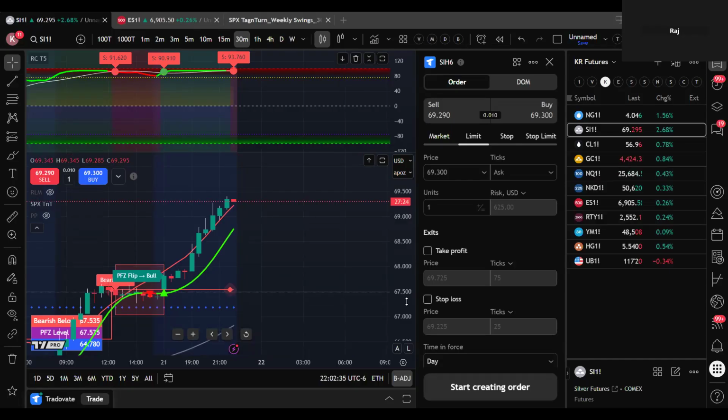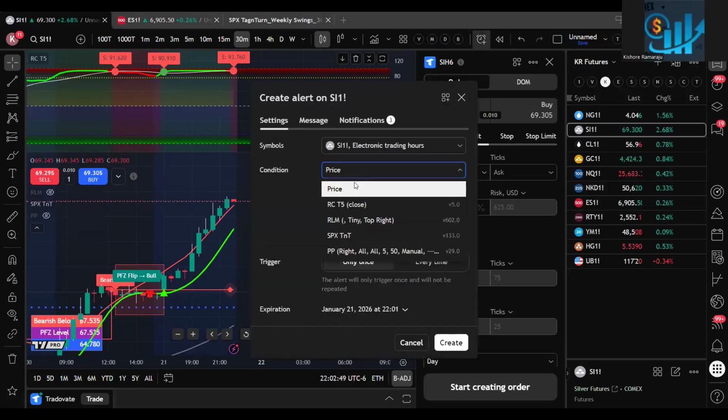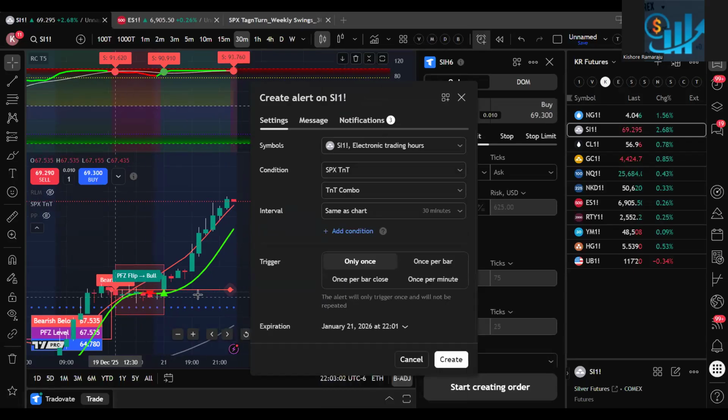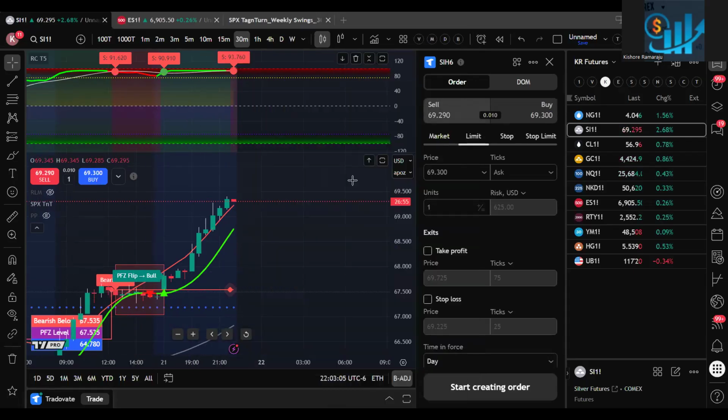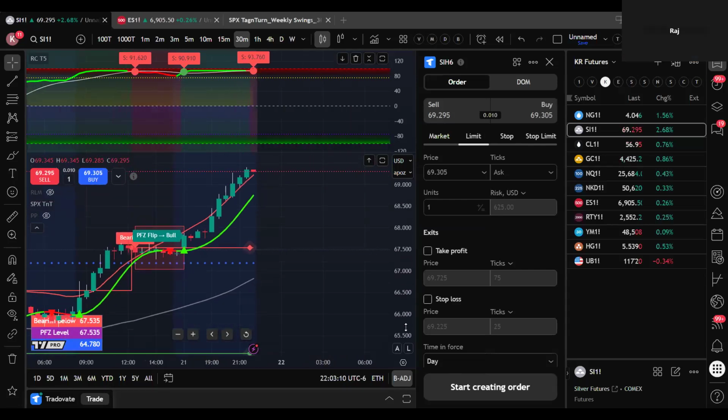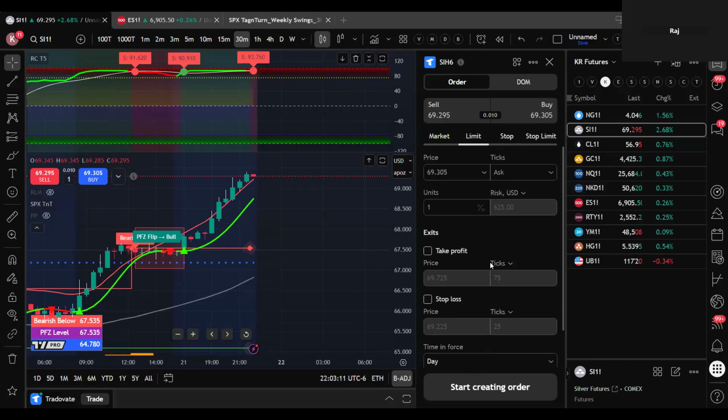Okay. So we have to put an alert to get the flips then. Yeah, you can add an alert. So if we go and look at the alerts, you have TNT combo, you have the PFZ flip reversals. Once you put that, then suddenly if the trend is changing back, you will know. I see. Okay. Thank you, Kishore garu.